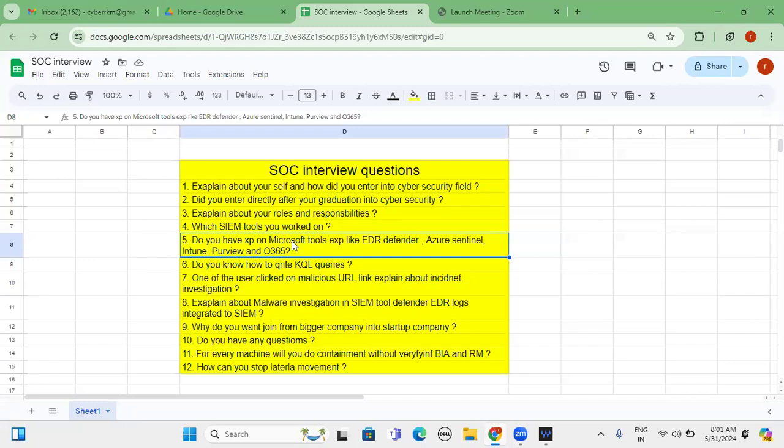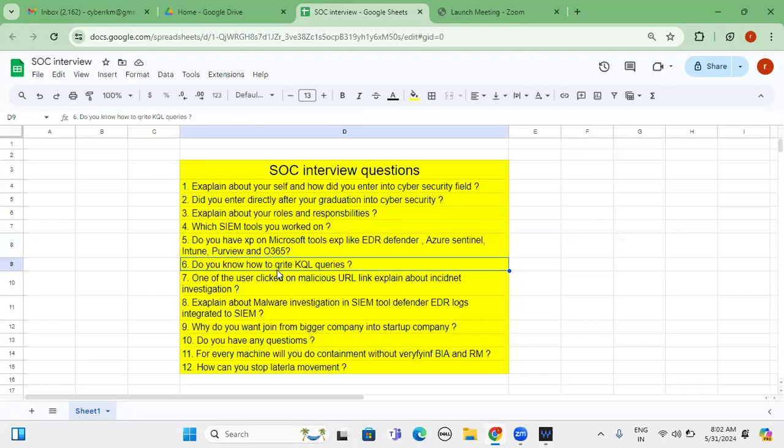But the candidate doesn't have these skills, yet they asked: do you have any practical experience, or did you work on them? Out of a 5 scale range, for these 4 or 5 tools on the Microsoft side, you can give the overall rating. So that is the fifth question.